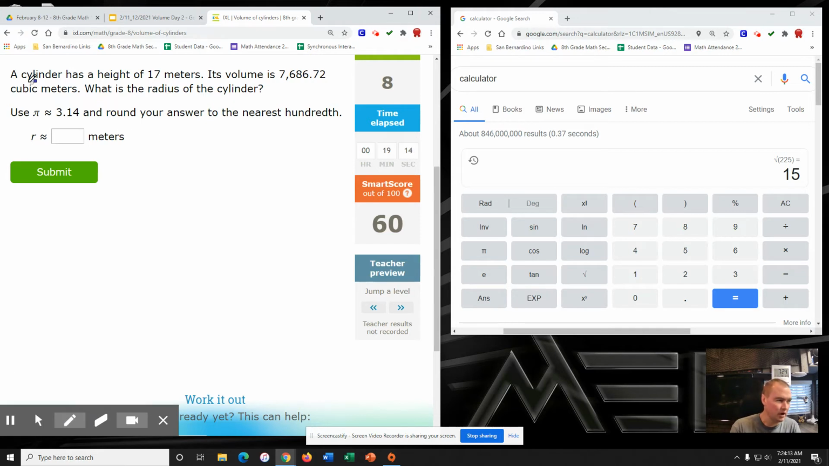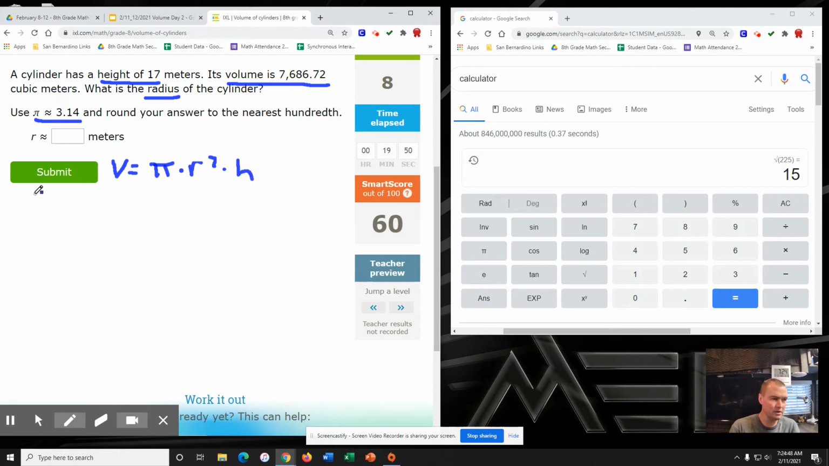All right, so I'm going to read the question because I notice they're being sneaky about what they're asking for. So a cylinder has a height of 17. Its volume is 7,686.72. So again, it looks like we're going to be backwards solving using division. What is the radius of the cylinder when pi is 3.14? So it's the exact same thing we did on our last problem. Start with the formula. V equals pi times r squared times h. And plug in what you know.